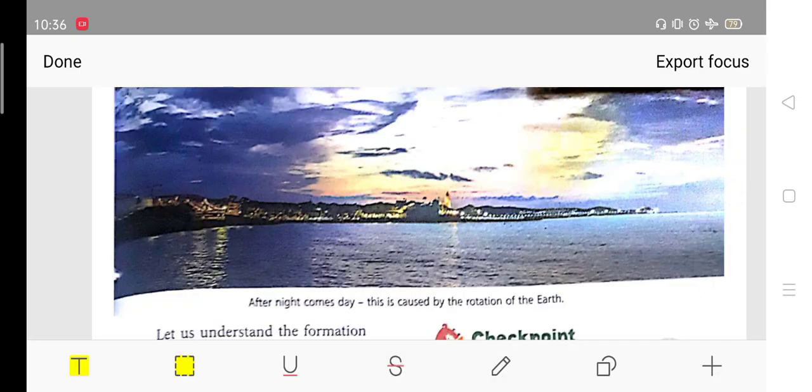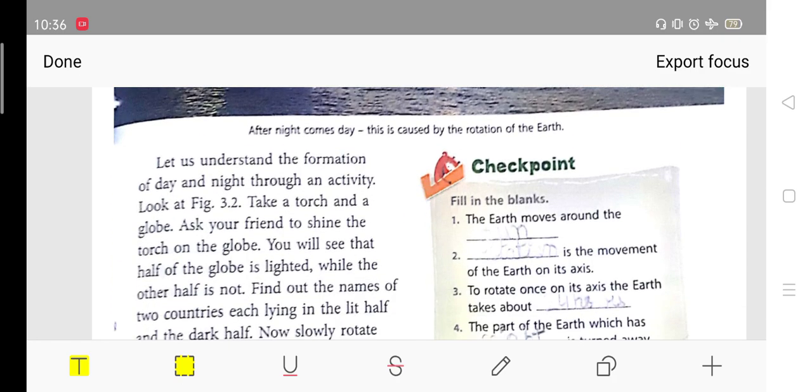Okay, so this is the picture which shows that after night comes the day. You must have seen that after you sleep at night, you wake up early morning. So at night it's all dark, and when you wake up early morning, you have light. Fine. Now let us understand the formation of the day and night through an activity.